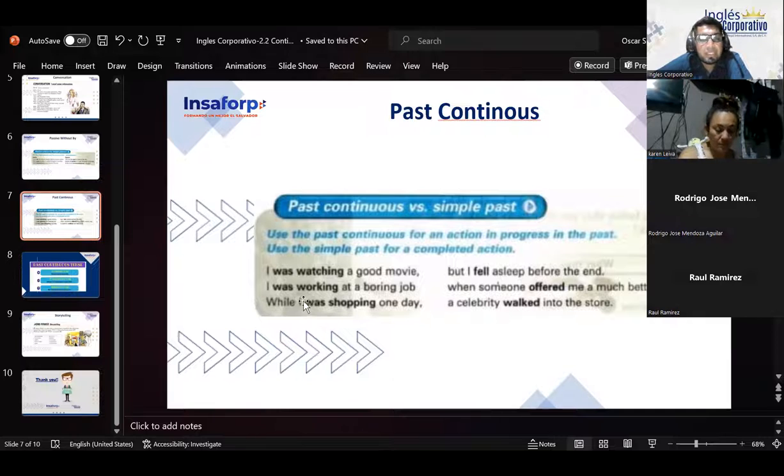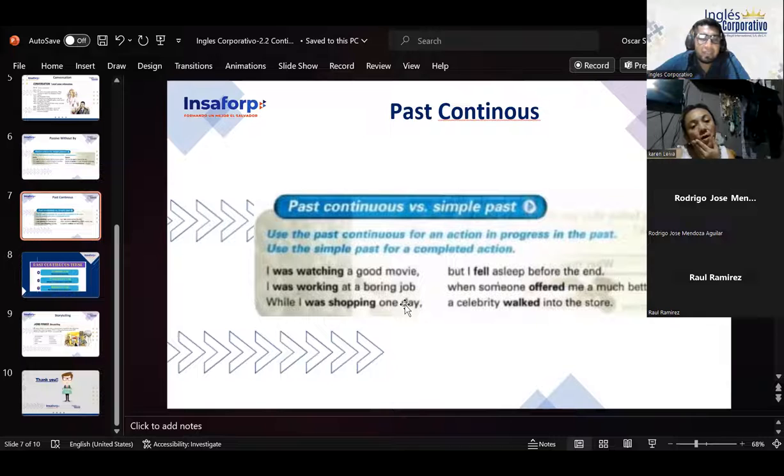So here, this is not necessarily interrupted, okay? And that's something that we must also clarify here. This activity was not necessarily interrupted by the appearance of a celebrity, but it is something that was kind of like a highlight, something important that happened while you were doing something else. And in those occasions, then you can also use the past continuous.